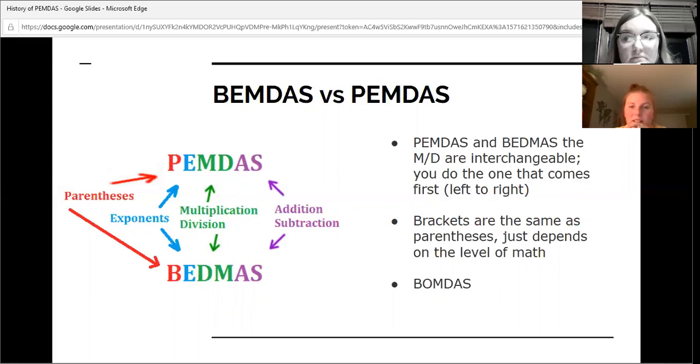It just depends on what level of math, and no matter if it's BEMDAS or PEMDAS, it's always whatever comes first, whether it's multiplication or division, because we read left to right, and so you do the same in an equation. We have BODMAS. That's actually what they use overseas in Europe, and that just means that they do brackets and order. Order is the same thing as exponents. That's just what they call it. So we added that as a little fun fact.